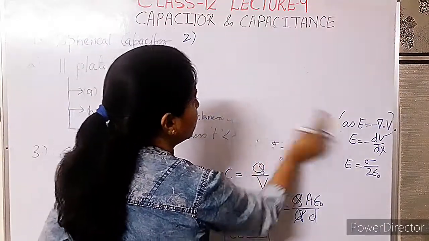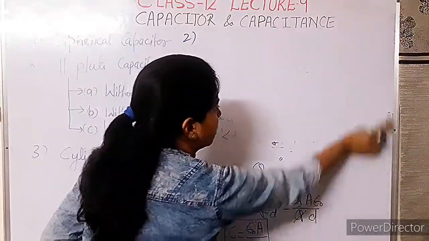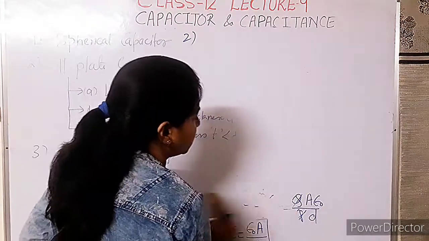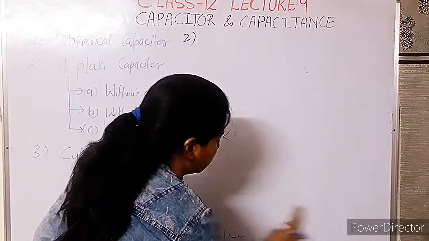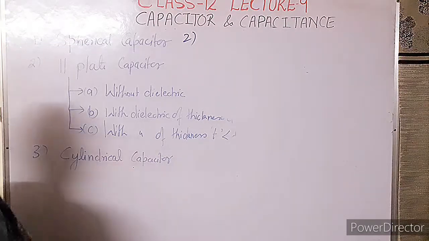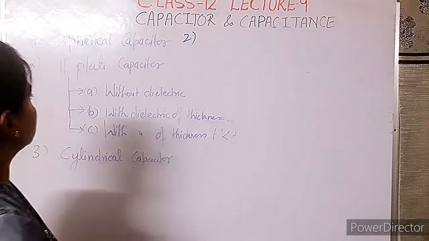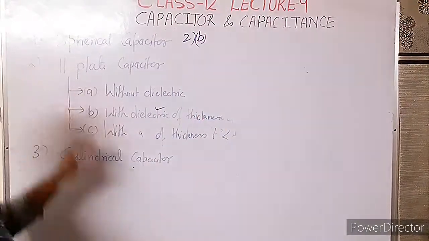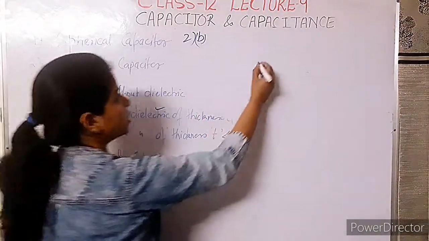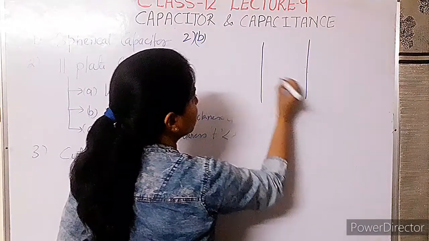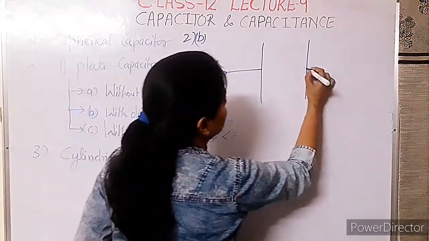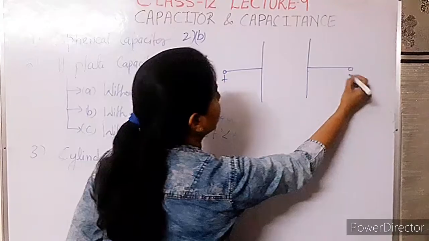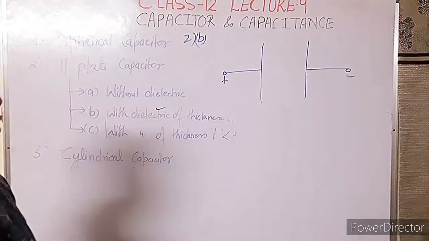So now we will consider the case of the parallel plate capacitor with dielectric. If you want to note down these things, you can pause my video and note down these steps. Now we are solving the second case, case B. This is the parallel plate capacitor, and these are the terminals, positive and negative. We will not draw the battery here.